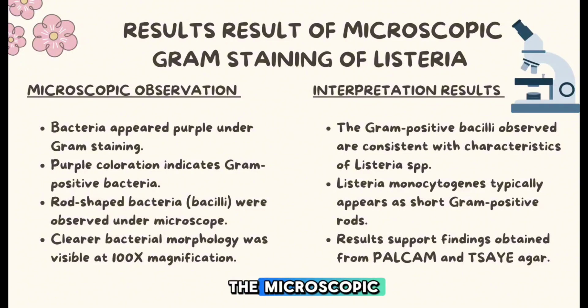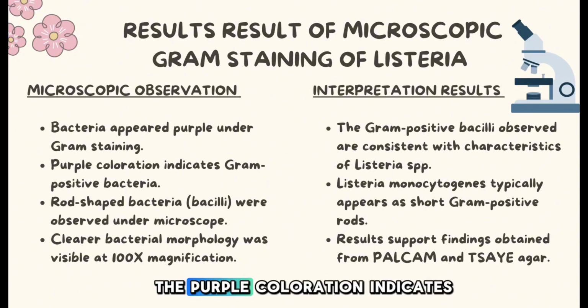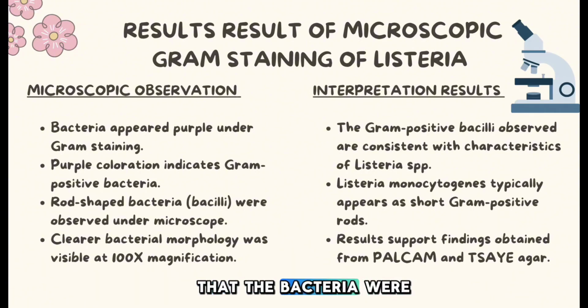Okay, we move to the microscopic Gram staining. Results show that the bacteria observed appear purple in color and rod-shaped under the microscope. The bacteria become more clearly visible at higher magnification, especially under 100x magnification. The purple coloration indicates that the bacteria were Gram-positive because they retained the crystal violet stain during the Gram staining procedure. This occurred due to the presence of the thick peptidoglycan layer in the bacterial cell wall.